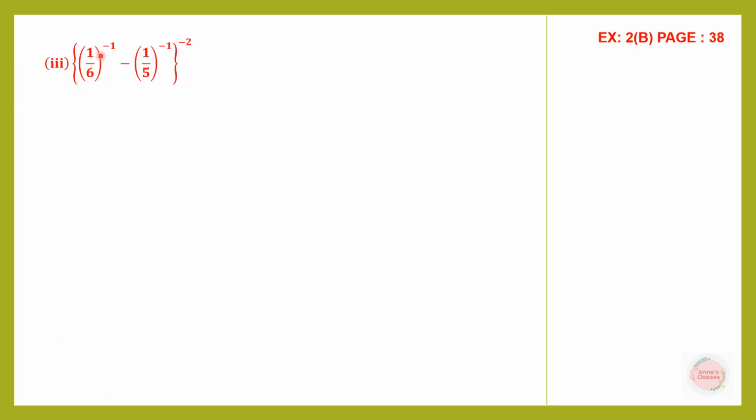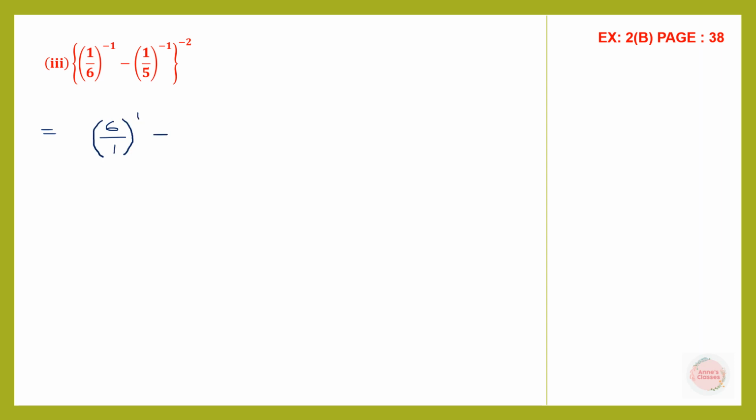Question 3. Here we have 1 by 6 raised to the negative power. Again we have 1 by 5 raised to minus 1, and both are subtracted, and this whole thing is raised to minus 2. So first let's take each one. Here 1 by 6 raised to minus 1, we will change the power to a positive power. That means we have to write the reciprocal of 1 by 6. So let's write the reciprocal of 1 by 6. That will become 6 by 1. Now the power has become positive.